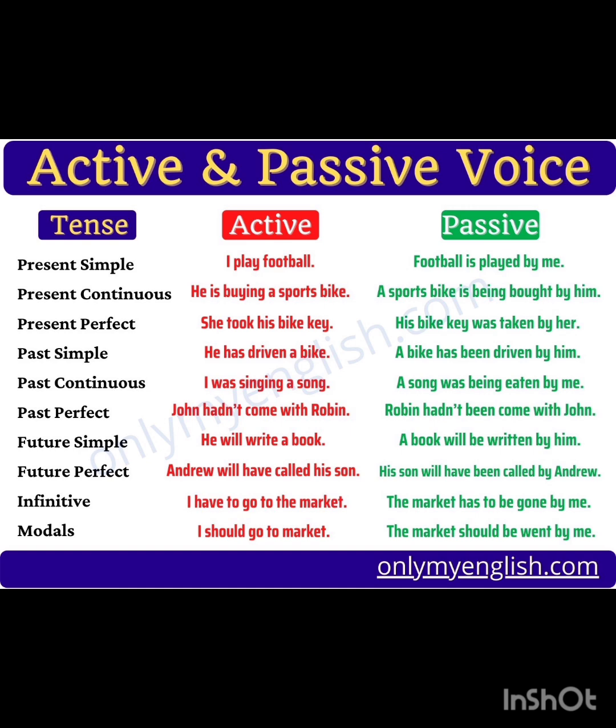I play football. If the given sentence is in present simple tense, your answer in the passive voice will be football is played by me. Present continuous, he is buying a sports bike. Your answer will be a sports bike is being bought by him if you're transforming the sentence to passive voice.